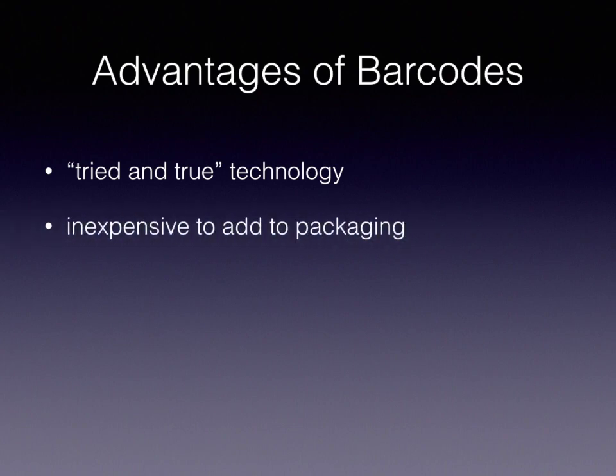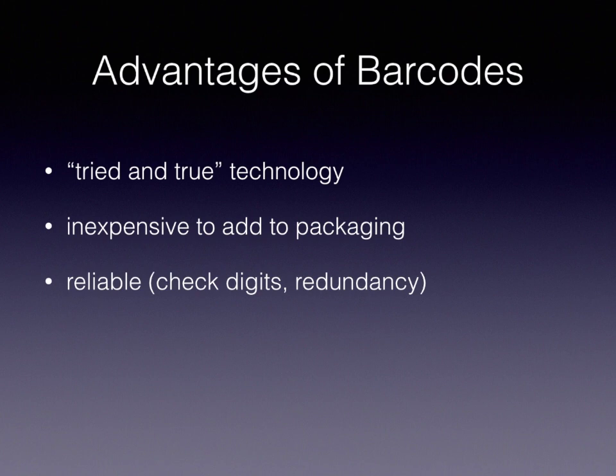It's very inexpensive to add barcodes to packaging because you have to print the packaging anyway, so why not just print a barcode there? It's incredibly reliable because even the very first barcodes had check digits, so you could prevent mis-scanning, and more modern ones even have redundancy, so parts can be covered and you can still read the entire thing. And the great thing about barcodes is they are a passive technology.